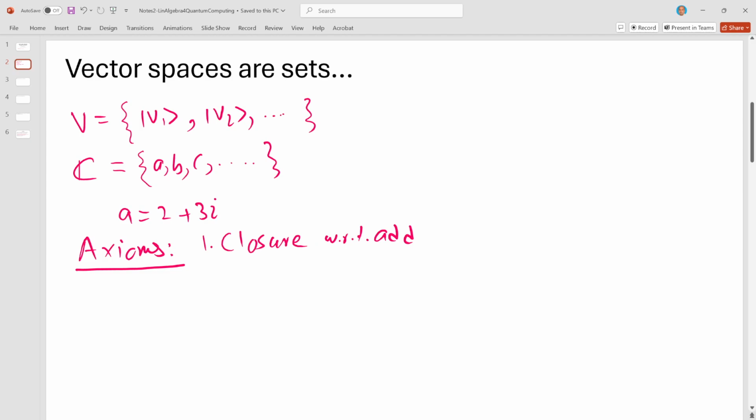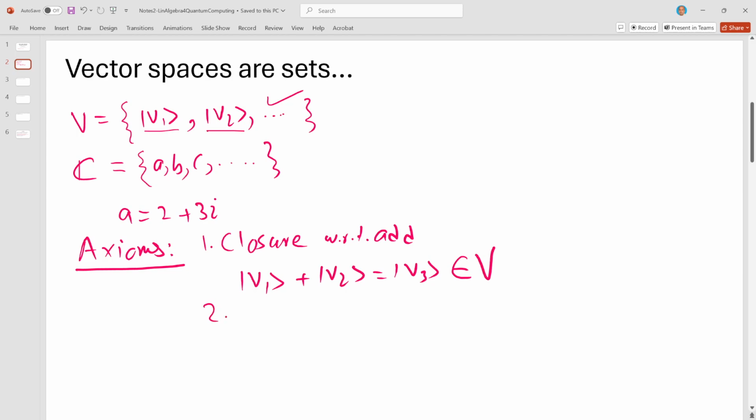But if we imagine these v1, v2, etc. to be column vectors, then we can define addition in the usual way as it is done for column matrices. But there can be other, more complex ways of defining addition. So closure means that if there are any two elements in this vector space, you add them up and let's say it becomes another element. Closure means that the new element is also present in this set. So this set also has the sum of any two elements.